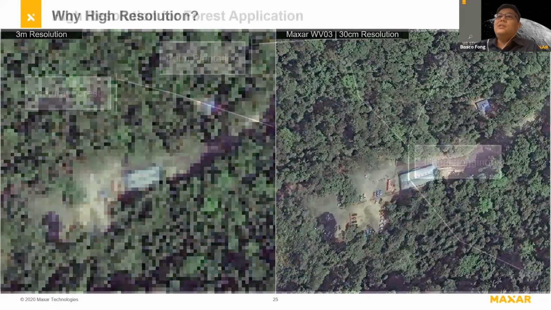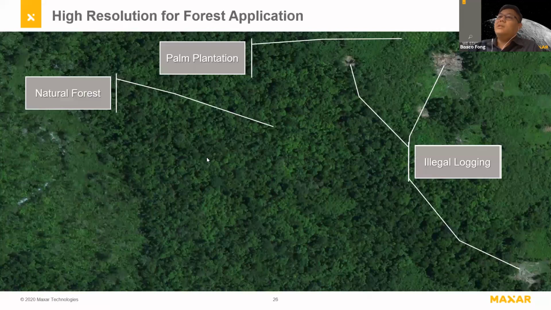Okay, so next one, this is by visual interpretation. So just use the imagery to view. From the high resolution imagery, you are already able to get some basic information. For example, this area is actually palm plantation, natural forest, and also this could be illegal logging.